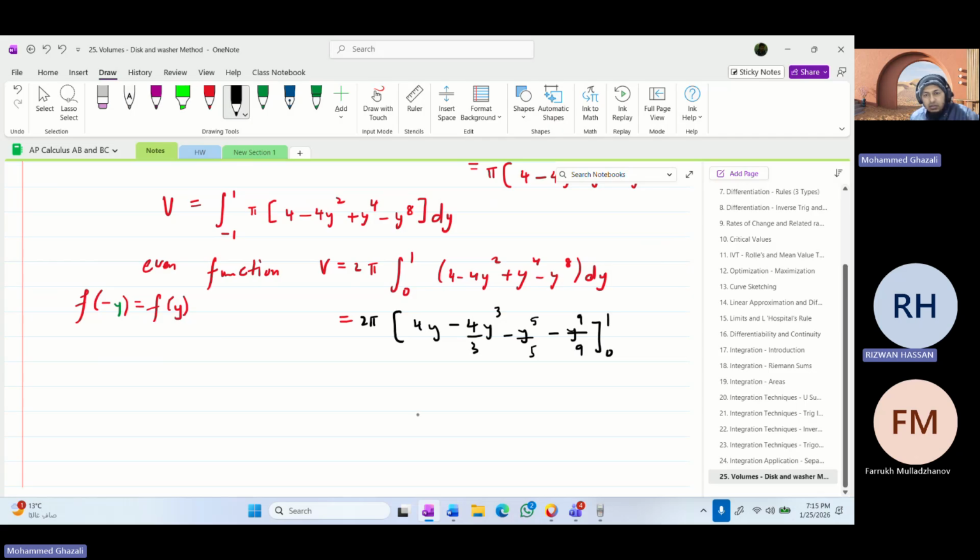Mister, what is that, minus y to the power 5 over 5? It's plus, no? Adding plus, yes. Plus, okay. Where did you take 2 pi from? No. The pi is there.